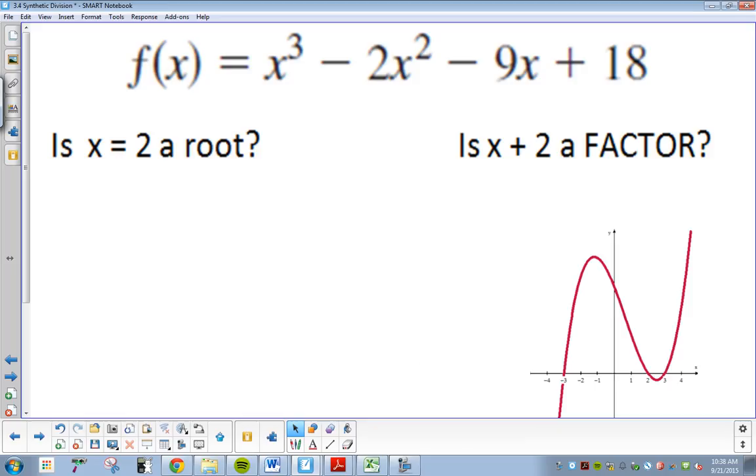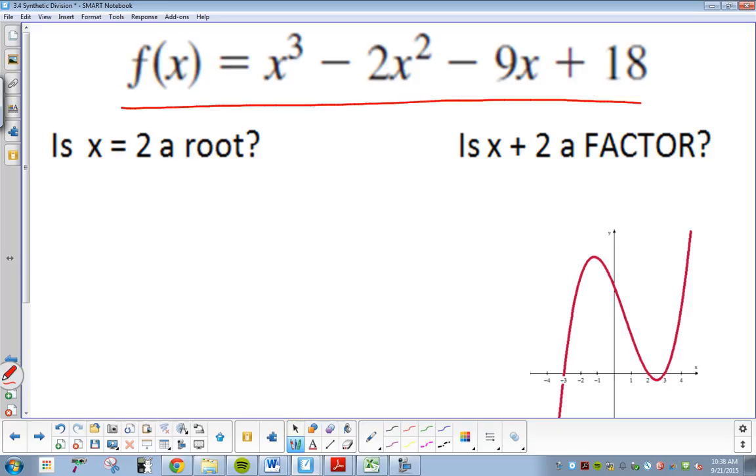Here's a problem right here. The function is x cubed minus 2x squared minus 9x plus 18. Okay? How many solutions do you think this problem has? 3. It's x cubed. There's going to be 3 solutions.